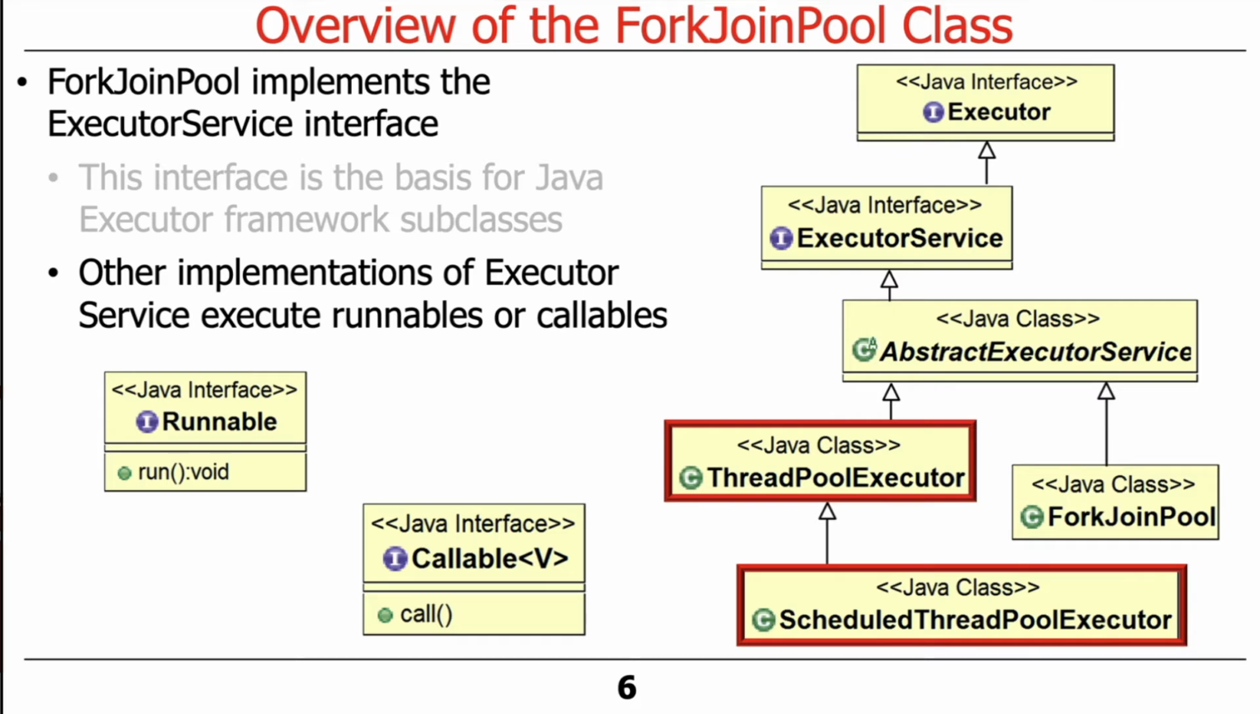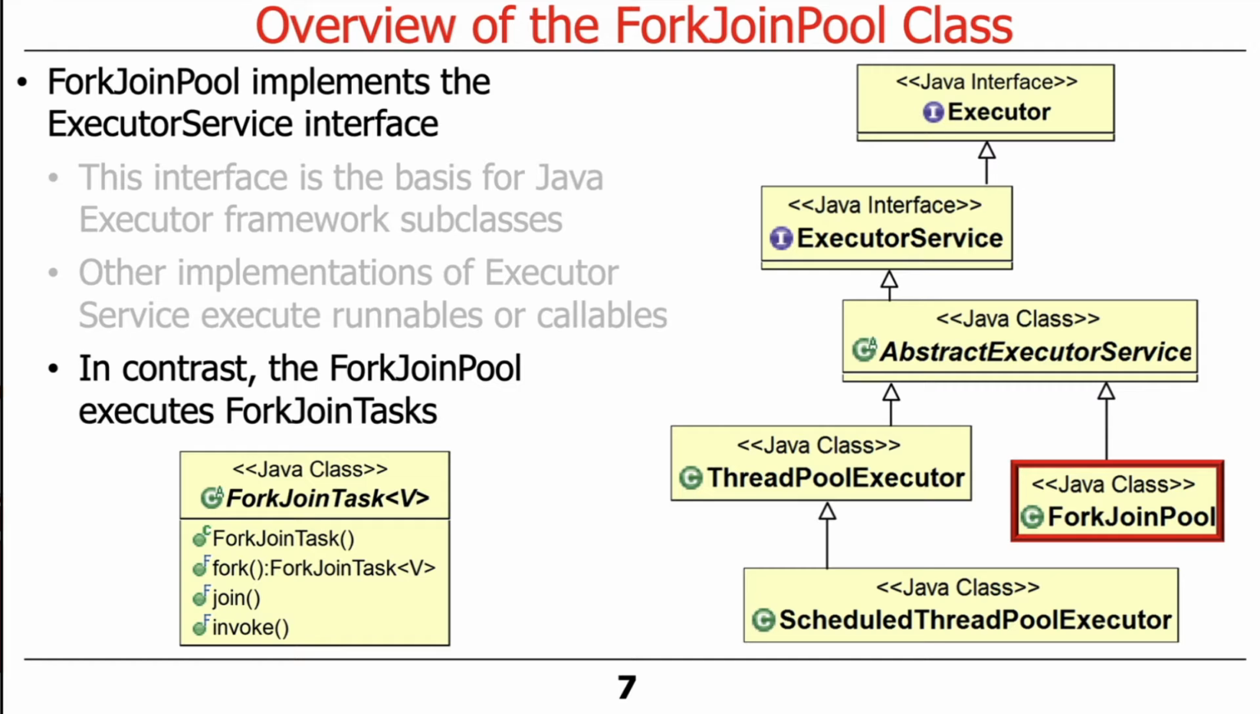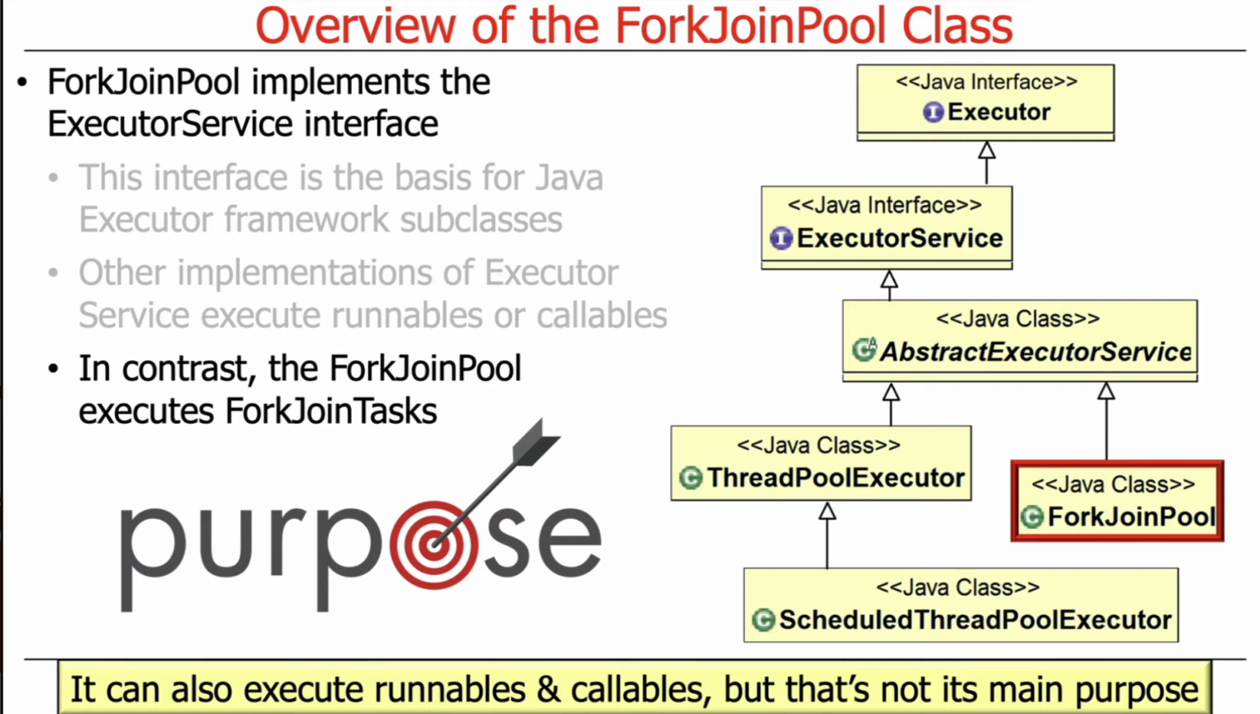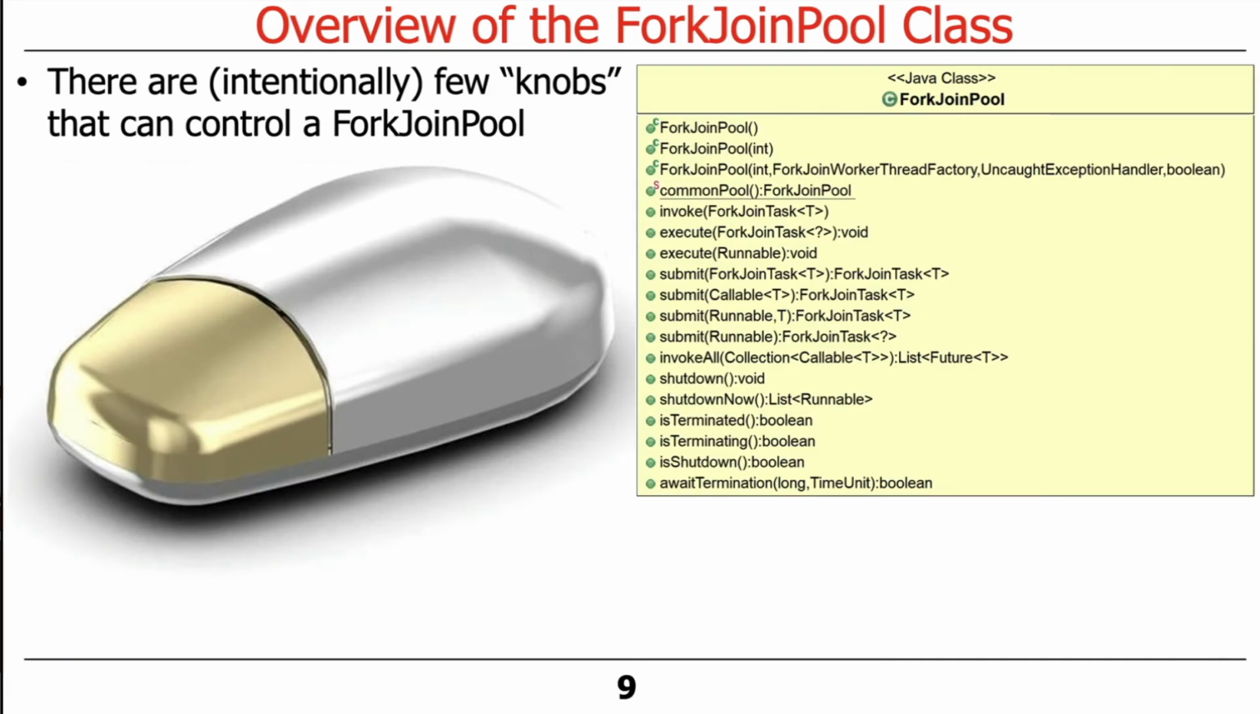But that's not really what we care about here. We care about the ForkJoinPool, which executes ForkJoinTasks. So that's the thing it's going to execute. And we'll talk about what a ForkJoinTask is in a second. As you might imagine, ForkJoinTask has fork and join methods because that's what it's going to do. Now, it's possible to also execute runnables and callables with a ForkJoinPool, but that's really not what it's designed for. It's really designed for doing ForkJoinTasks, and we'll talk about that.